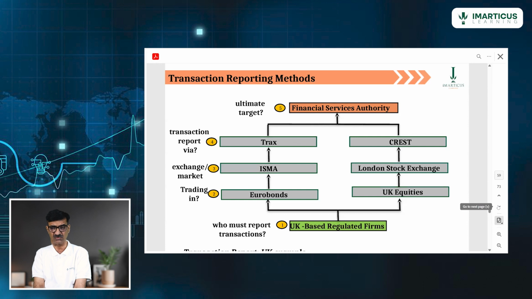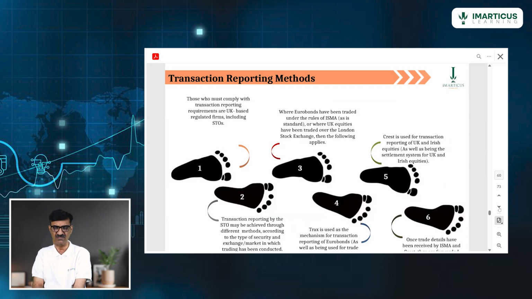The Financial Conduct Authority comes above the Financial Services Authority. And then there are Eurobonds, that is the bond market, where you report to ISMA. And ISMA reports to TRAX. So basically there are two portals where reporting works: CREST and TRAX. CREST and TRAX, just for knowledge purposes. How is reporting done? These reports are done by the exchange when they are informed that the promoters have taken such and such steps.